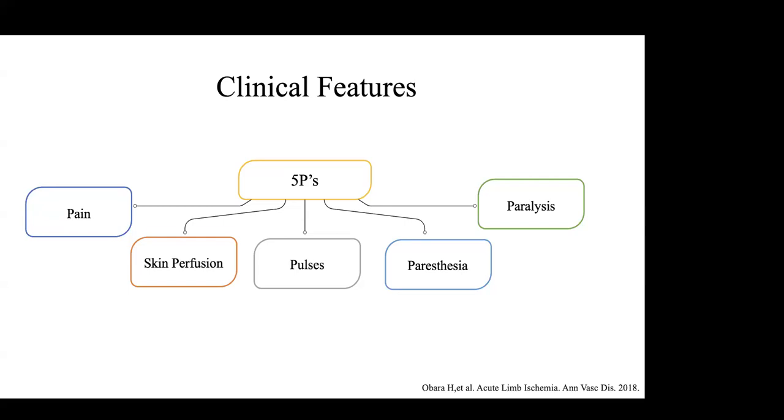The third feature is pulselessness. Here, there will be normal pulses in the contralateral extremity, whereas the pulse is absent in the affected extremity, unless there is an underlying peripheral arterial disease in the patient. On neurological examination, there will be sensory deficits like numbness or paresthesias, which are basically signs of early nerve dysfunction secondary to ischemia. And paralysis is a sign of major loss, which is indicative of advanced ischemic disease.